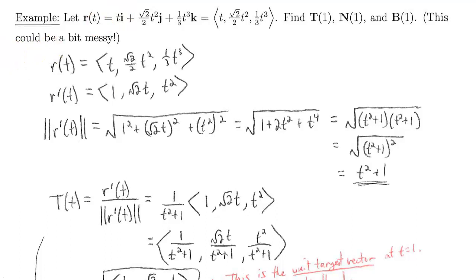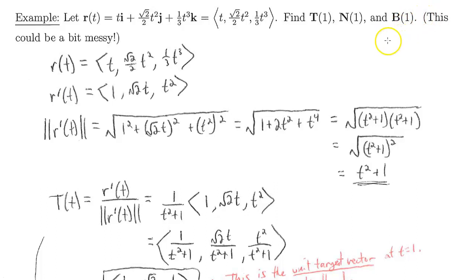So let's finish with an example where we actually calculate the TNB frame at a certain point. Let R of t be t i plus the square root of 2 over 2 t squared j plus 1/3 t cubed k. You could also write it in the bracket notation like this. Now find T of 1, the unit tangent vector when t is 1, N of 1, the unit normal vector when t is 1, and B of 1.